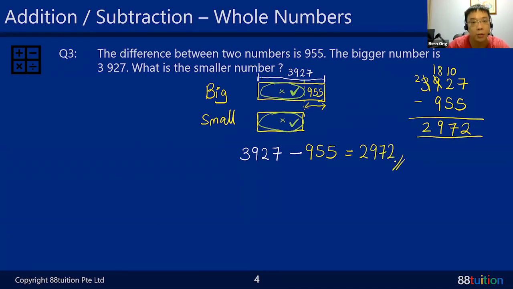Can you see now? This is your answer. This is very easy, correct. And if you got it correct already, all right, Estelle, please know where is your mistake, huh?